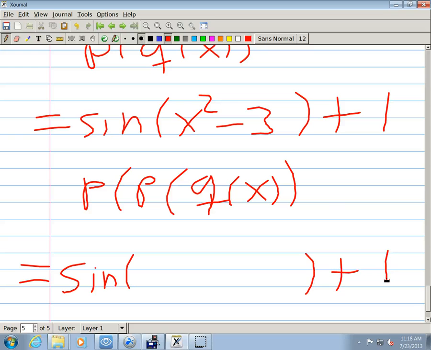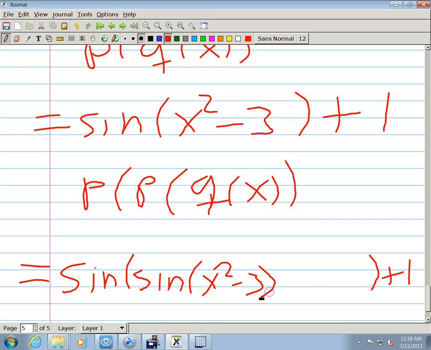It's what we just got. The sine of x squared minus 3, plus 1. So that's compositions, right? P of q of x means take q of x, plug it into p. And p of p of q of x means take p of q of x and plug it back into p. That's all it means. Not earth-shattering. We've done this. Alrighty.